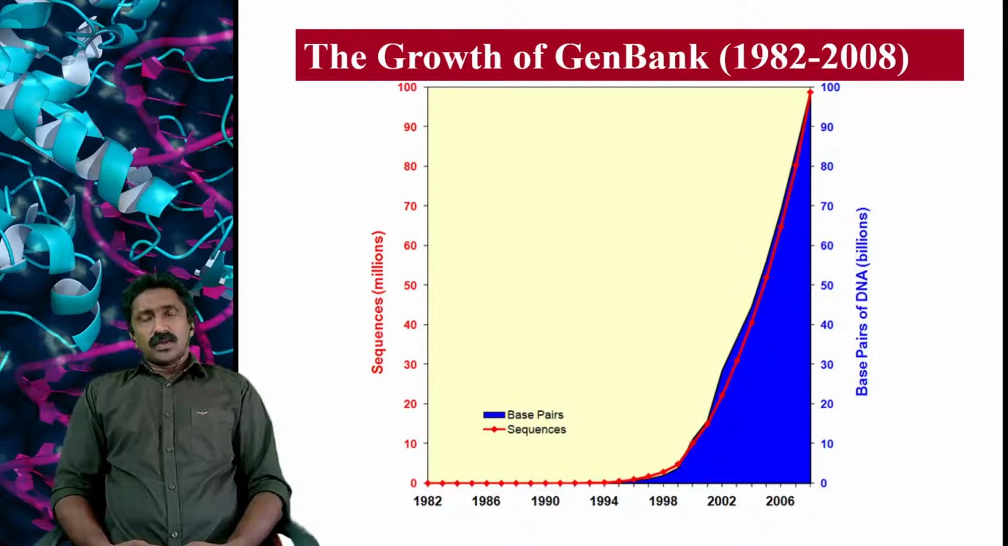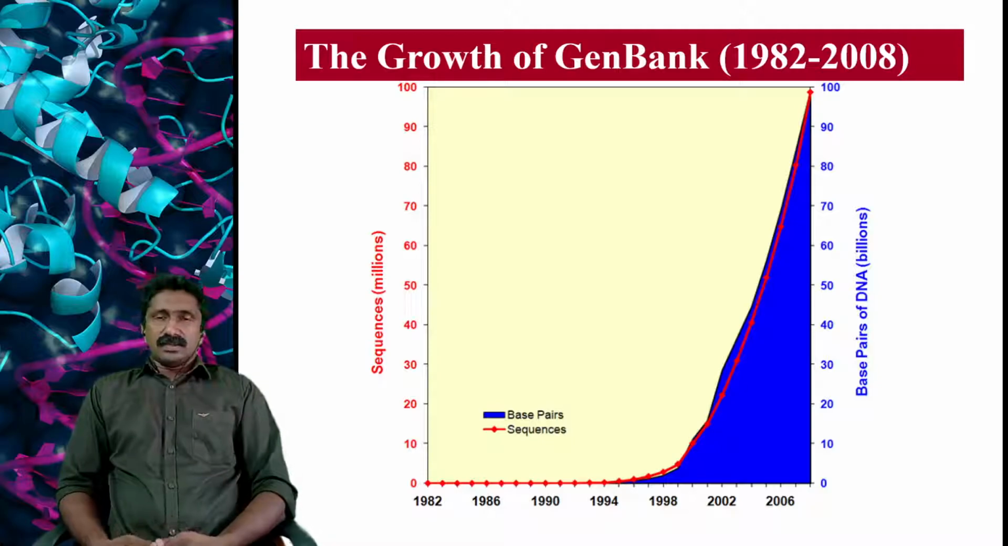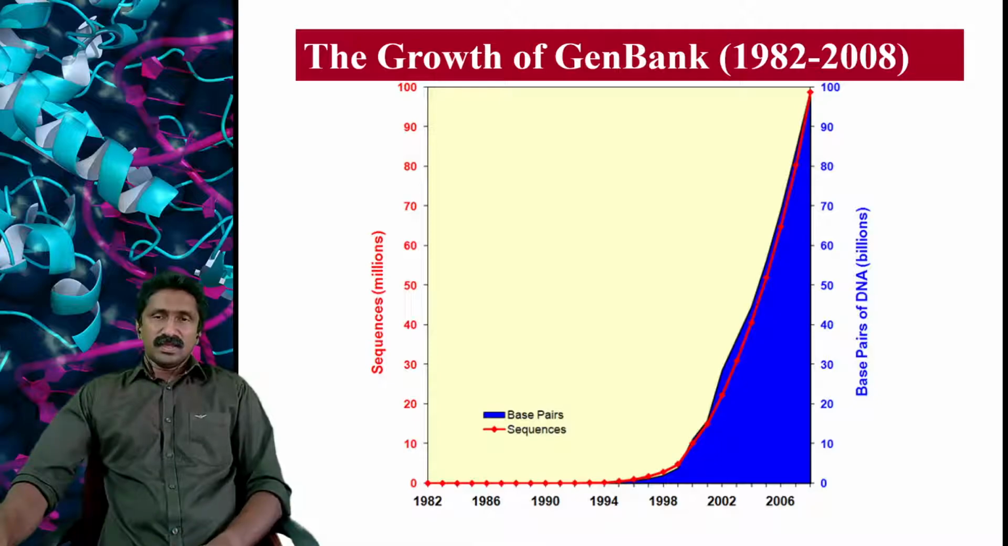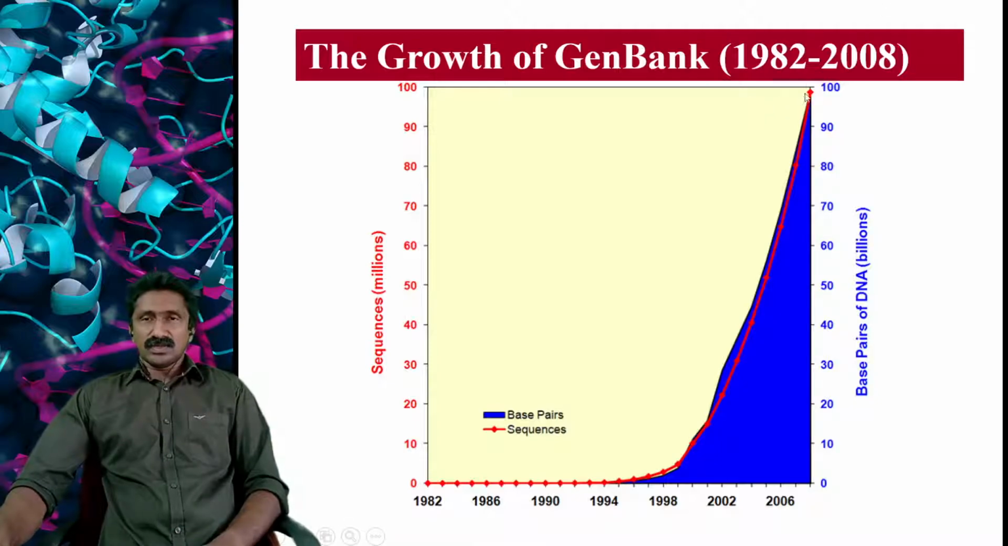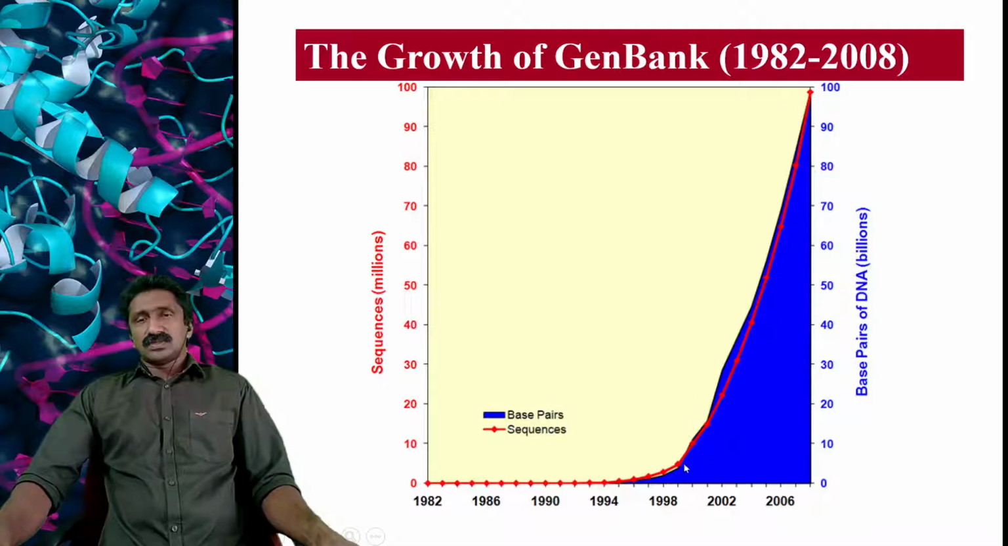Now you come to the growth of GenBank and other databases. This is an old picture. We don't have a recent one, but you can see from 1998 onwards the exponential increase in the growth of the total number of base pairs in the database. This is about 20 years, more than 20 years, 80 to 92, 27 years. During that period, the exponential increase starts from 2002 only.